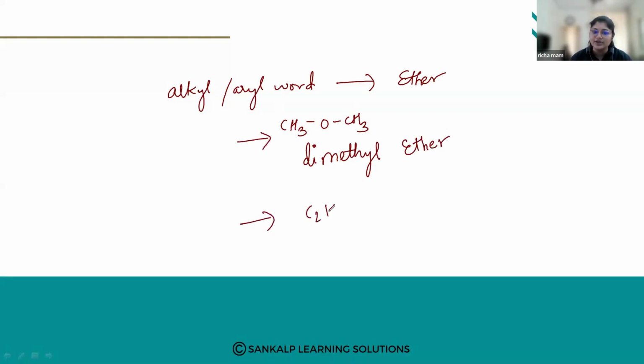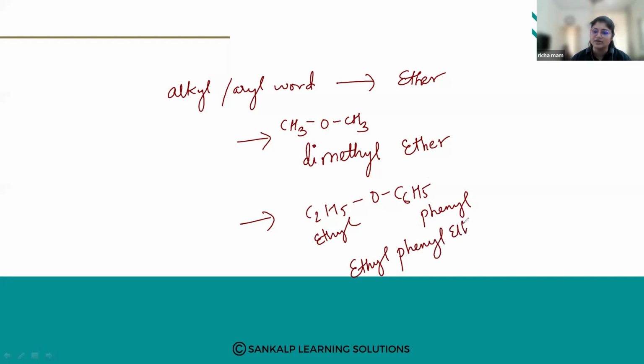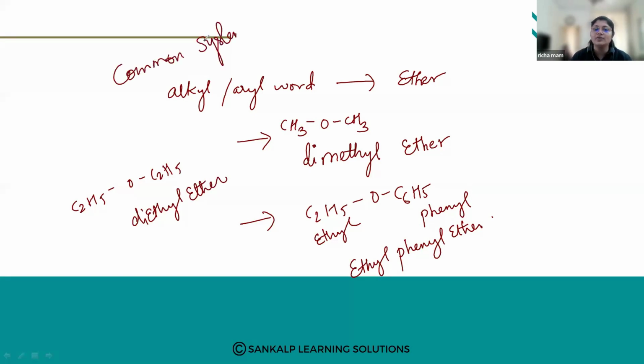Another example, C2H5OC6H5. This is an example of an unsymmetrical ether. How do you name this? This is an ethyl group and this is a phenyl group. Which comes first? First comes ethyl, so you write ethyl, then comes the phenyl group, and then ether. Suppose C2H5OC2H5: these are two ethyl groups, so it is diethyl ether. Like this, you have to name in the common system.